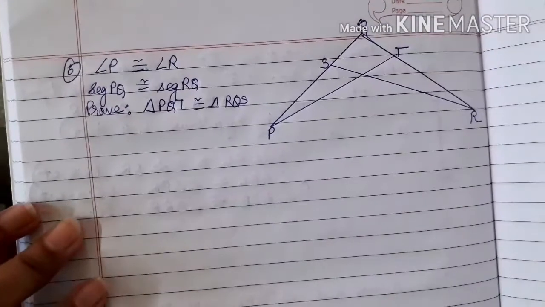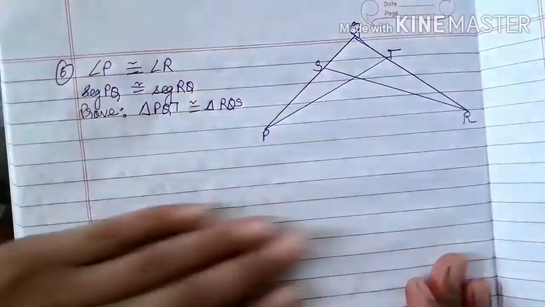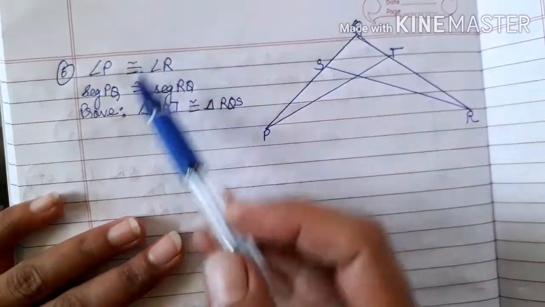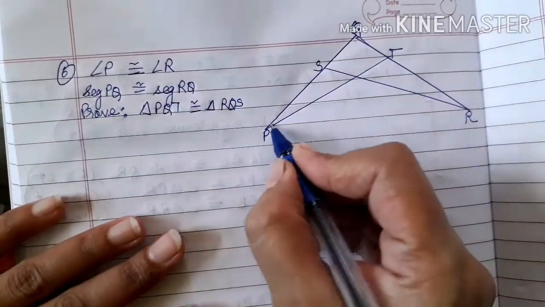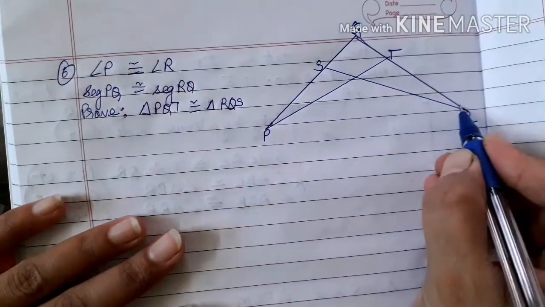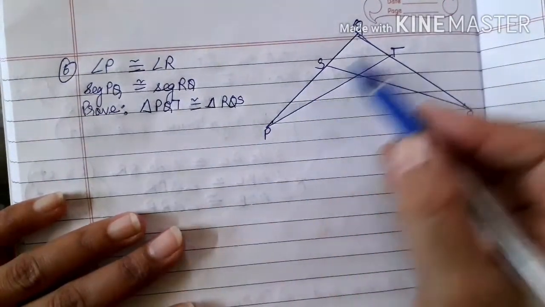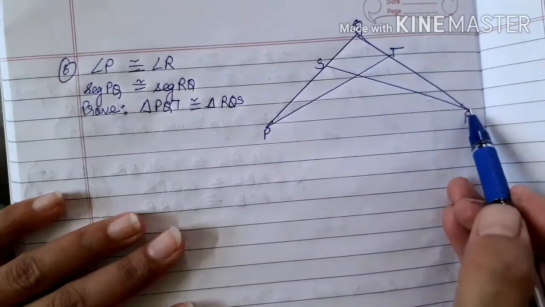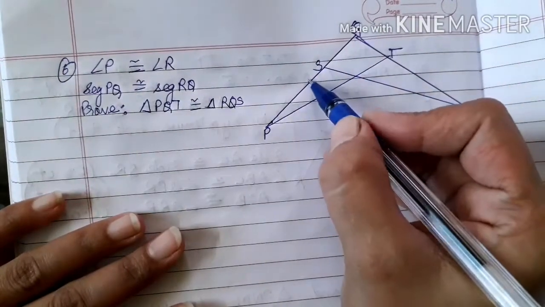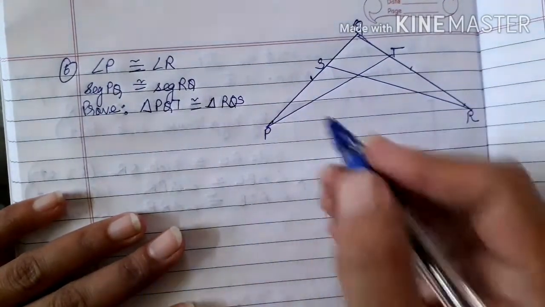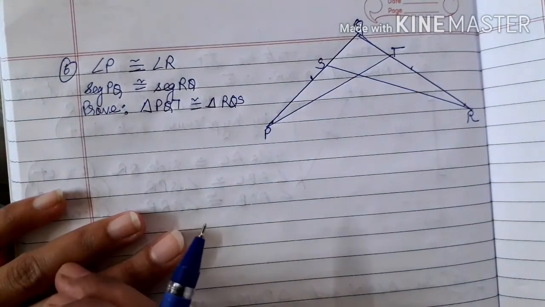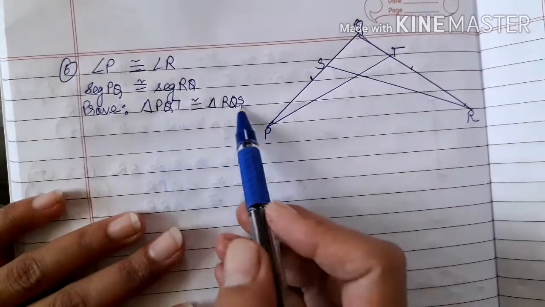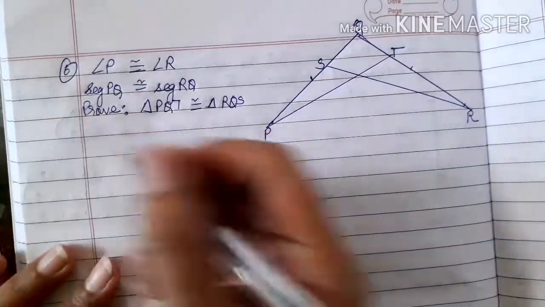This is the last question from the exercise. This figure has been given to us. From this figure, in the question they have said that angle P is congruent to angle R, meaning this angle is congruent to this angle. Segment PQ and segment RQ are also congruent, meaning this side and this side are also congruent. One angle and one side is congruent. Now what do we have to prove? We have to prove whether these two triangles are congruent or not. So let's start.